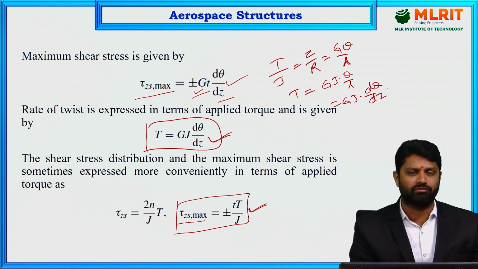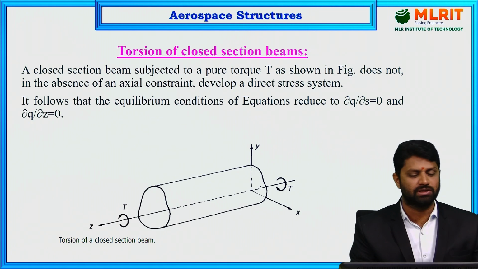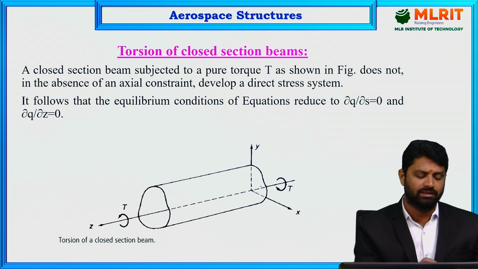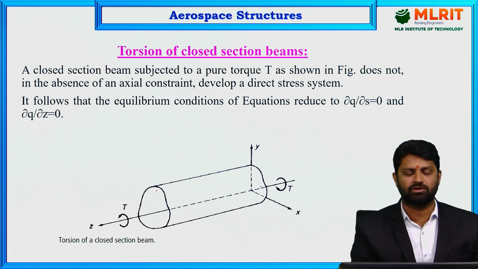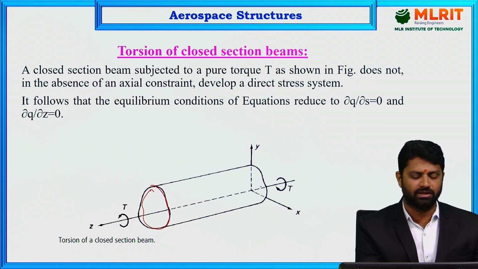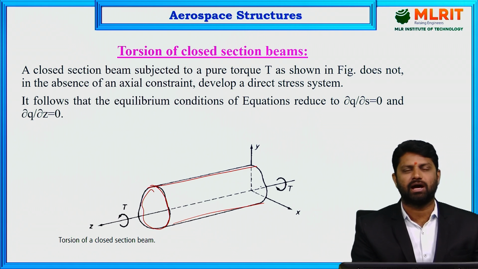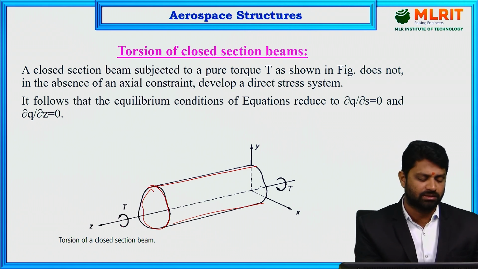Now moving on from torsion of open section beams to torsion of closed section beams. You can see here that we are considering one arbitrary cross section like this, as shown in the figure, in which again we have the x, y, z axis system, and we are going to apply the torque about the z axis.